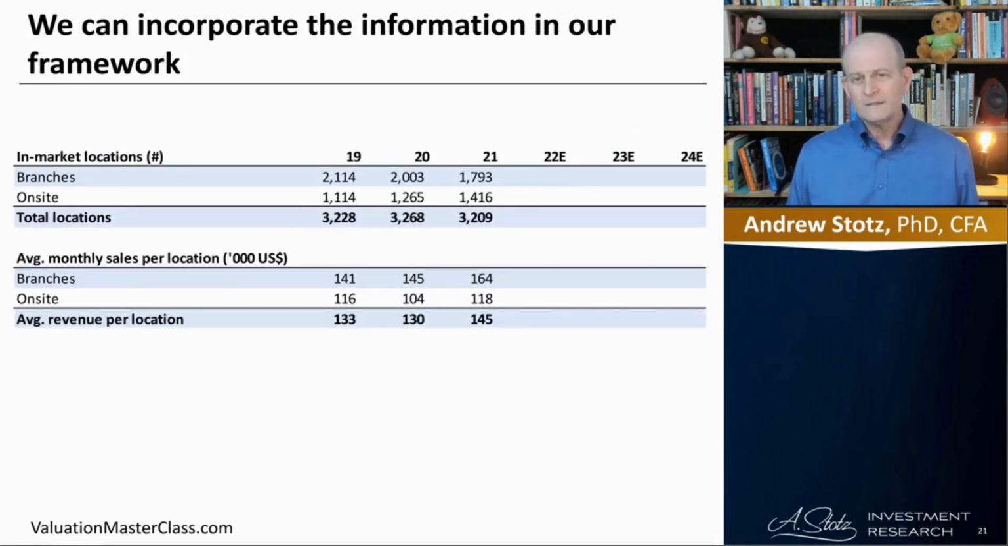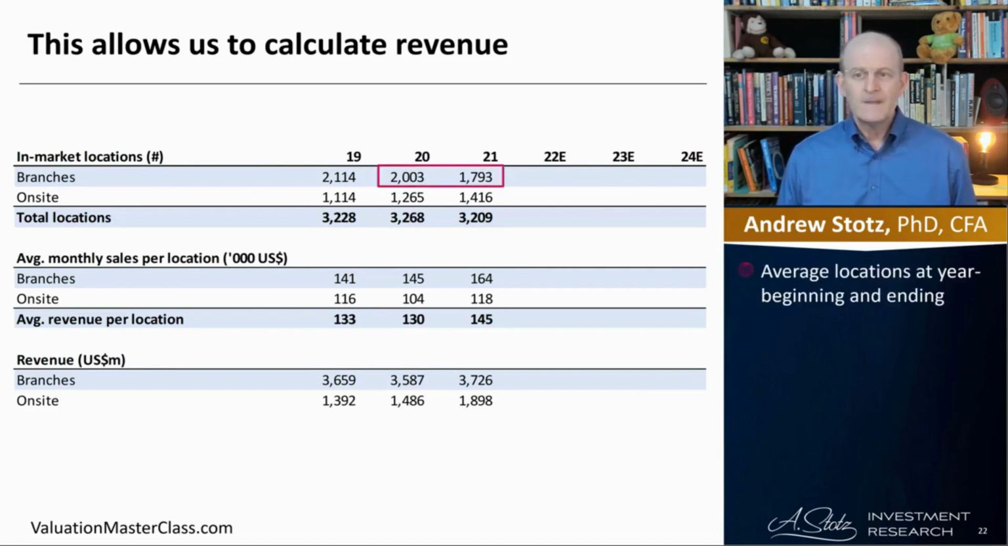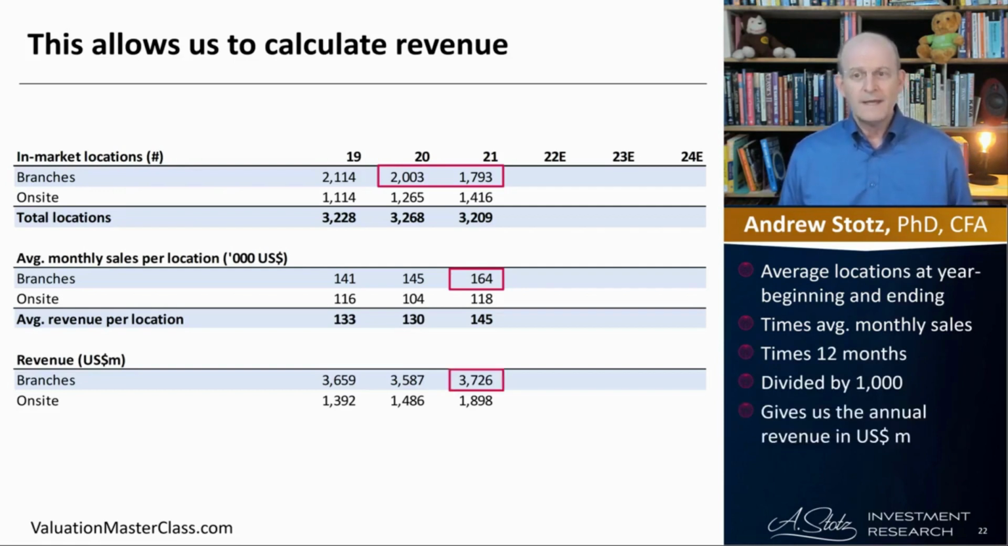So we can now construct a pretty simple model here. This is a framework. We can look at the locations, which is branches and on-sites. And then we can look at the average monthly sales per location, which the company gives us both of these things. Now we know that from that we can say the revenue is that multiplied times the other. So locations times average sales per location. And the average locations at year ending and beginning, then times the average monthly sales, and then times 12 and divided by 1,000, and that gives us the annual revenue in US dollars million.